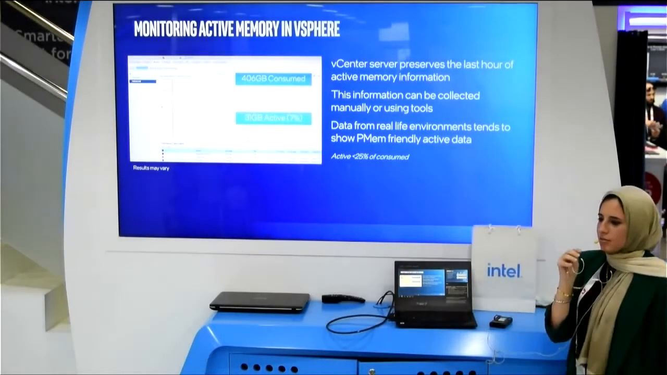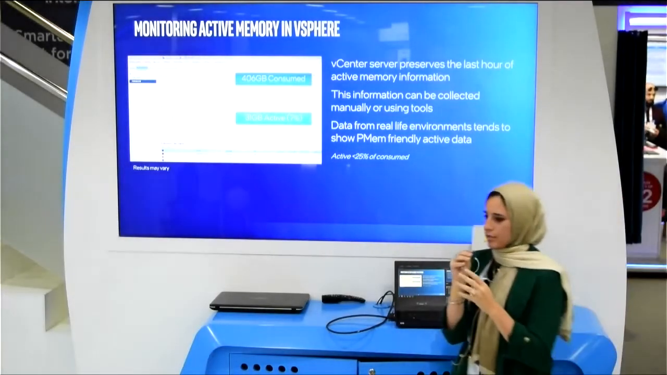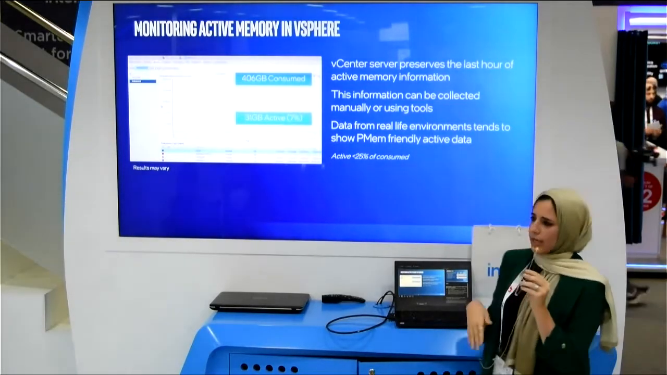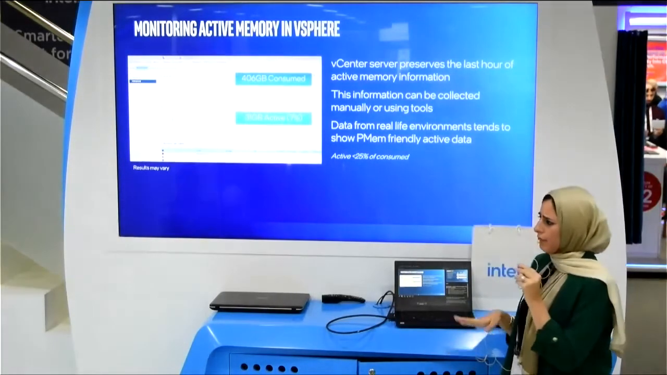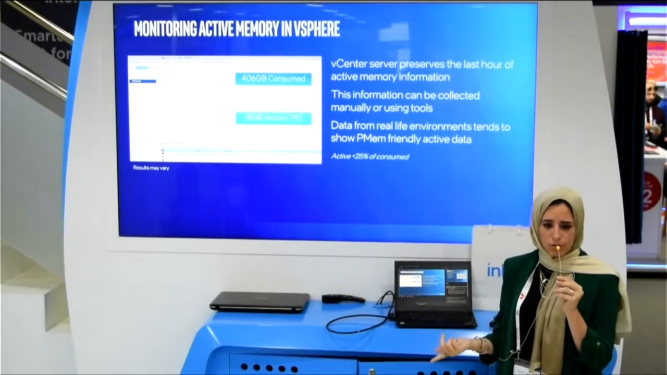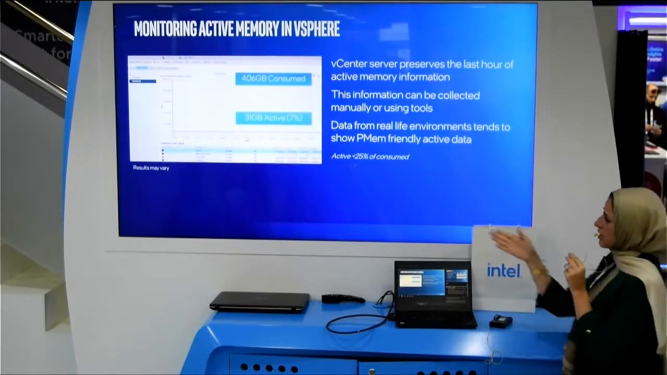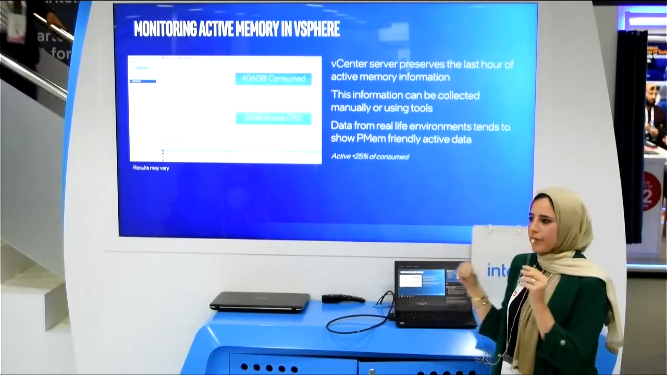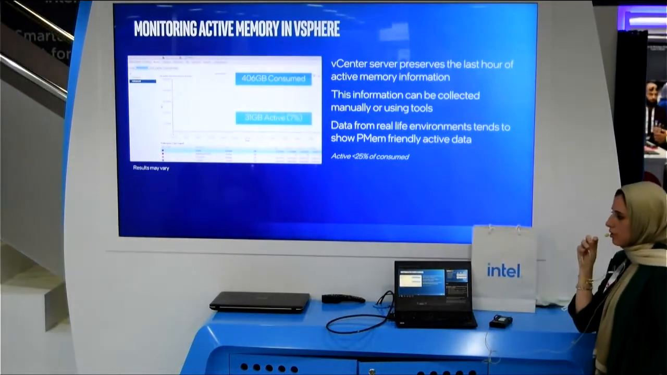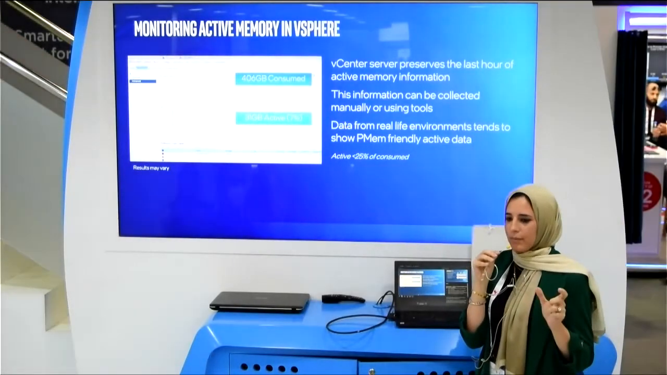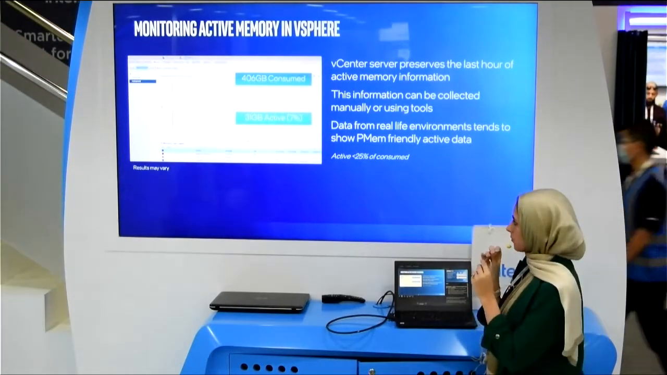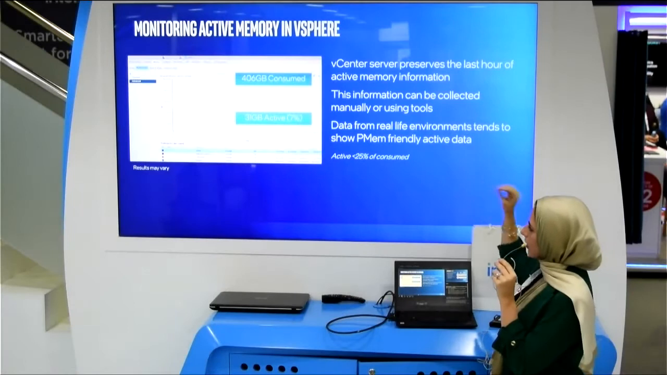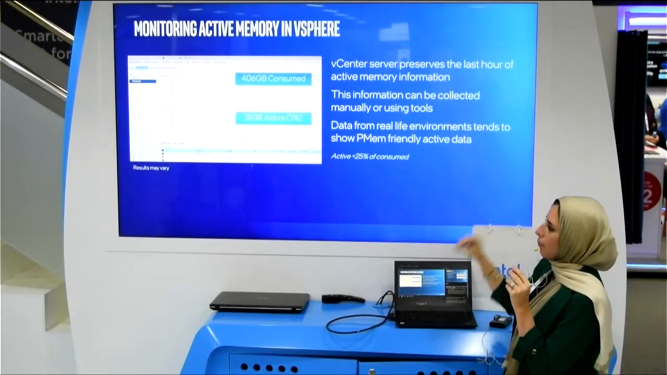Okay, so how should I know my active memory and the consumed memory and all of this stuff? In VMware, it's pretty simple. Using the vCenter and the vSphere, you're able to track your active memory. And very simple, you can do it manually or using a tool. In this specific example, we have 406 gigs of consumed memory, and 31 gigs of this consumed memory is active, which means only 7% of the memory is actually active. In this case, the Optane persistent memory can take care of the consumed part, and the active memory can be taken care of by the DRAM.